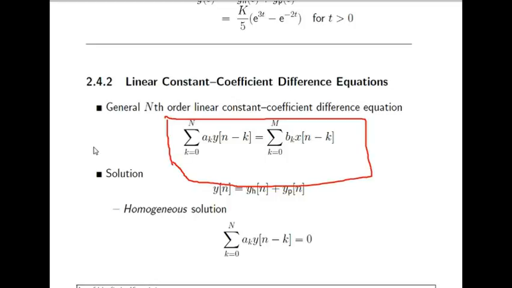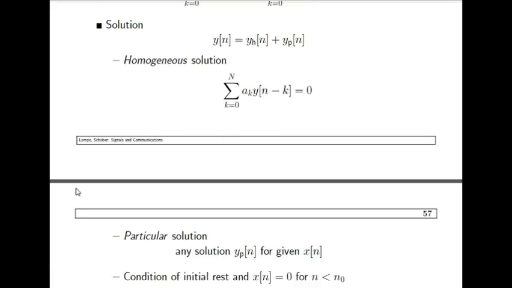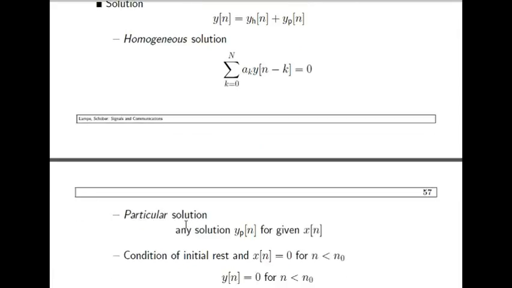So similar to the case of differential equations, it has two solutions inside it, one is homogeneous and another is particular solution, and the complete solution is the sum of both. For the homogeneous solution we put the left hand side equal to 0, and for the particular solution we take any solution yp of n for any given x of n.